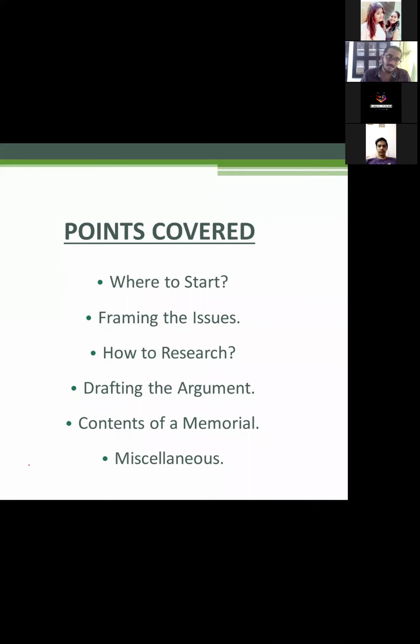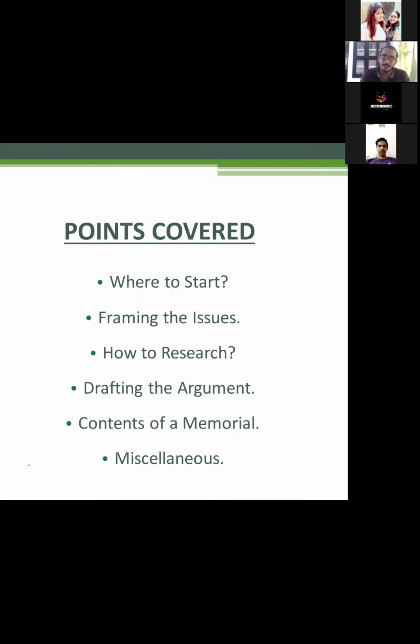But my class will be basically on what are the most important parts, and I'll guide you through my experience on how you can start working on a memorial, what are the main important parts, and what you should be doing once you have the problem in your hand. So just as a rough sketch, I'll tell you where to start.